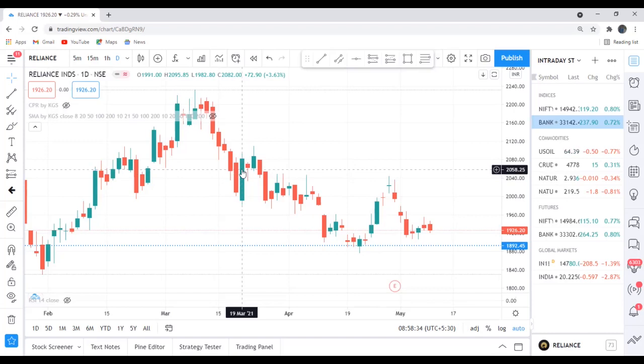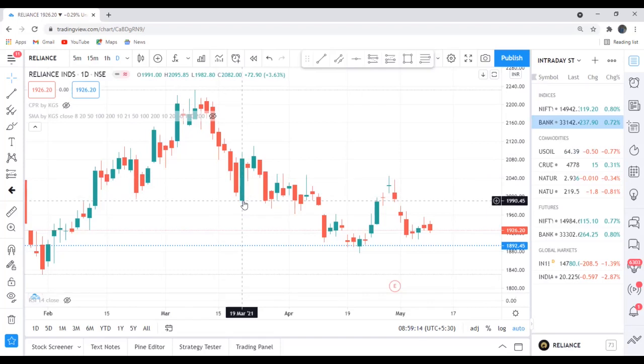See above, you will get the open, high, low, close values. What is the opening value? 1991 for this particular green candle. What is the lowest value? 1982. What is the highest value? 2095. And what is the close value? 2082. So the closing is greater than open, so that is why this is a bullish candlestick. We represent it with green color.